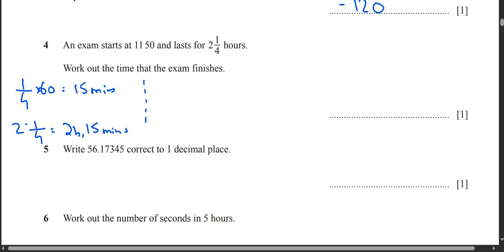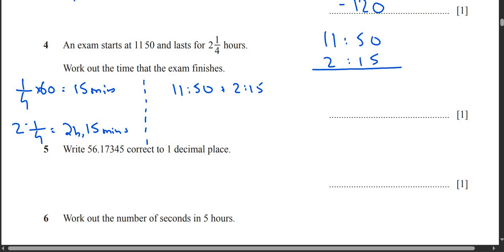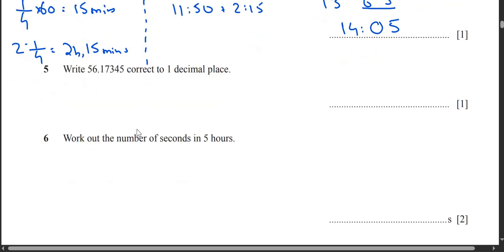Alright guys, so we will add 11:50 with 2:15. If you do not know how to add it, we do it like this. 11:50 plus 2:15. This becomes 5, this becomes 6, 11 plus 2 is 13. But in 1 hour, there are only 60 minutes. So we will give 1 hour to 13, it will become 14. And we will subtract 60 minutes from 65, so it will become 5 only. So 14:05.